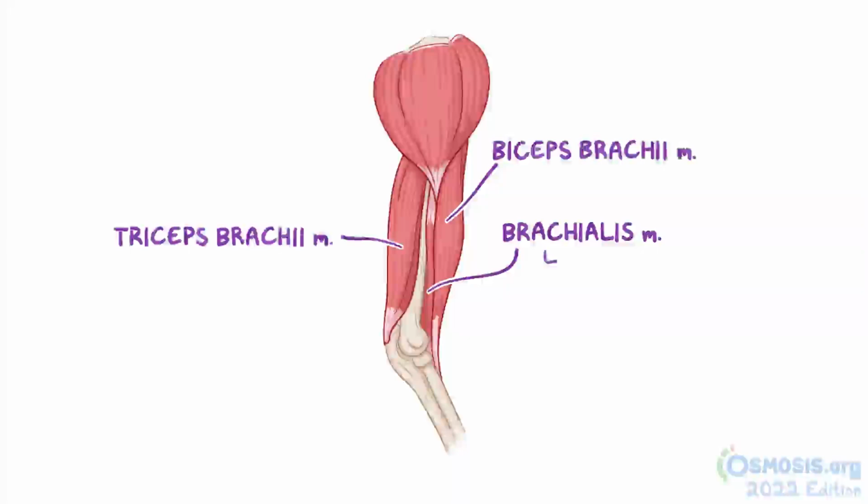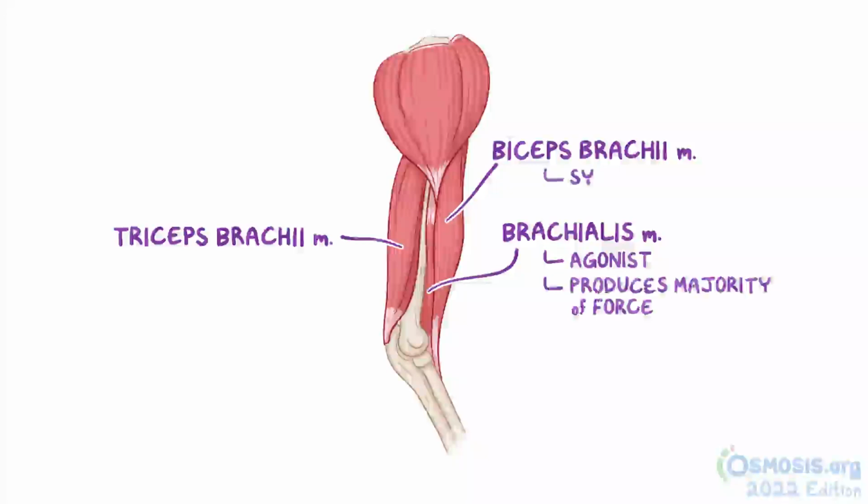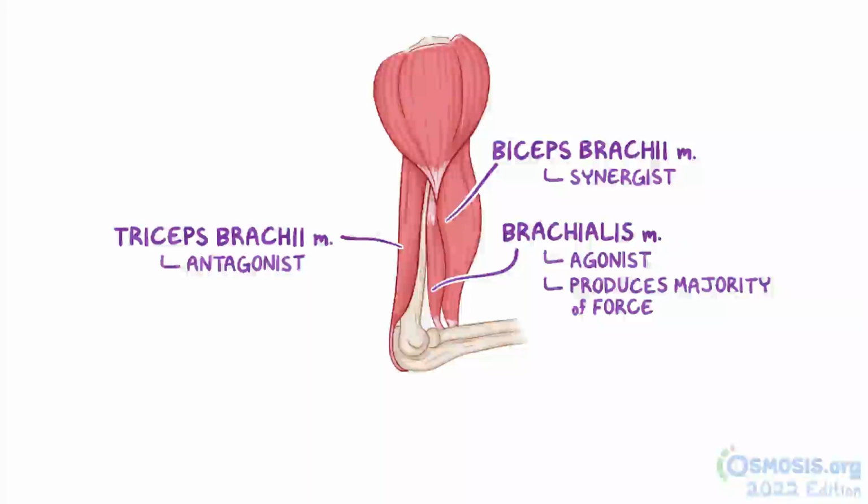The brachialis is our agonist, our prime mover, since it shortens as it contracts and produces the majority of the force involved in flexing the forearm towards the arm. The biceps brachii is an important synergist, aiding significantly in this movement, and the triceps brachii on the posterior arm is the antagonist that helps coordinate and control the flexion by slowly relaxing as brachialis contracts. And finally, the deltoid is an example of a fixator as it stabilizes the humerus as brachialis contracts.